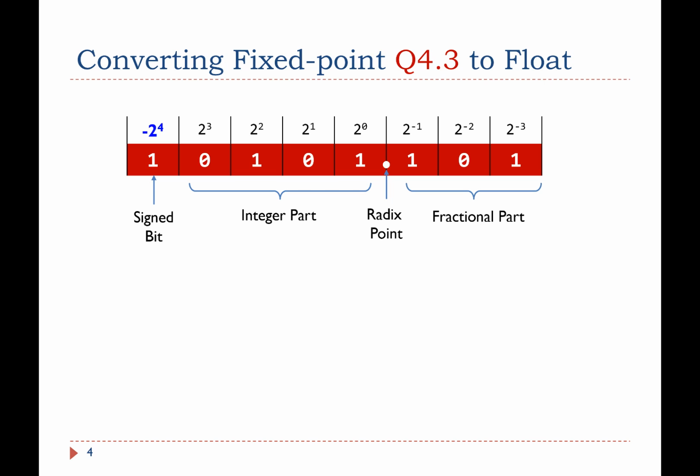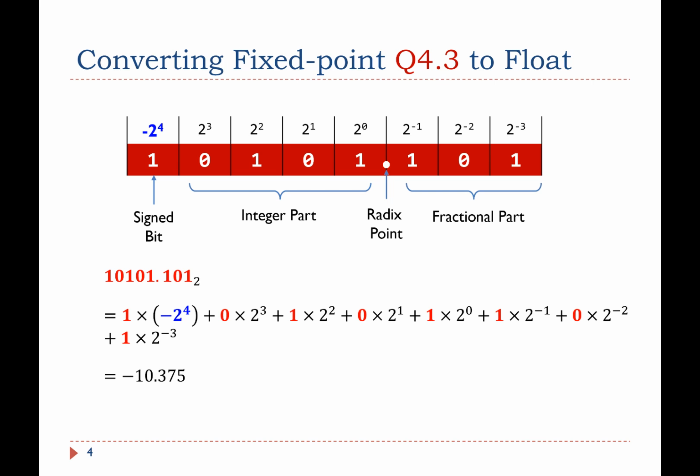Here is another example that converts signed fixed point Q4.3 to float. The conversion process is very similar to the previous one. We can obtain the results by adding different powers of 2, or by treating it as a signed integer represented in 2's complement, and then dividing the signed integer by 2 to the power of 3.